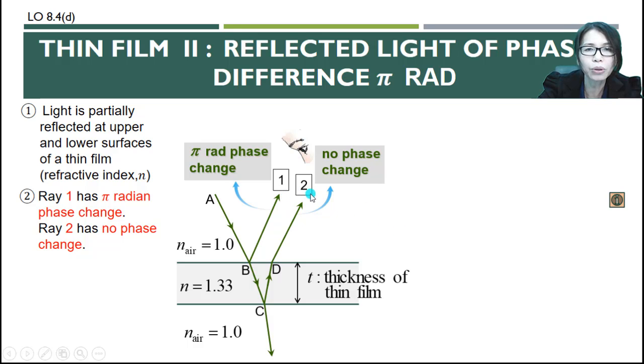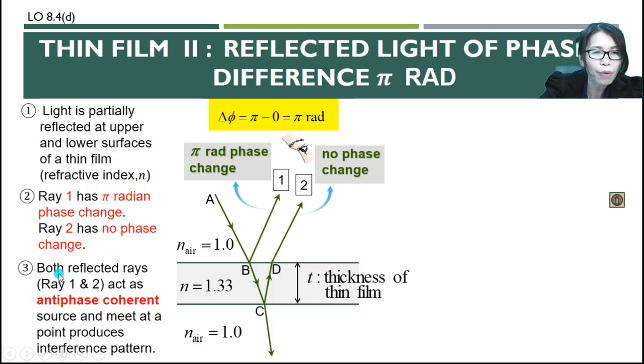So if we compare the two reflected rays, one has a pi phase change and this one has no phase change, so pi minus 0, you get pi radian. So there is a phase difference of pi radian between these two reflected rays. Both reflected rays will now act as anti-phase coherent sources. When they meet at a point, they will produce an interference pattern.